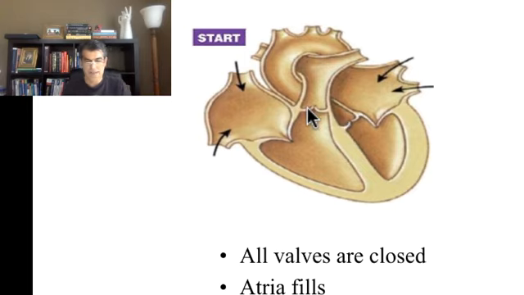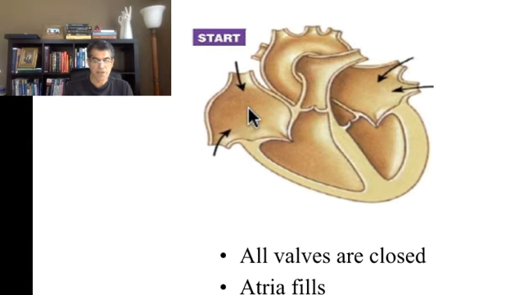So now let's start this cycle when all four valves are closed and blood is coming inside the atrium. Let's take a look at the right side, and the left side would be the same thing. So blood is going to come here and fill this atrium. This is called atrial filling. Blood is going to come more and more. The more blood you add inside this atrium, the higher the pressure inside the atrium is going to go.